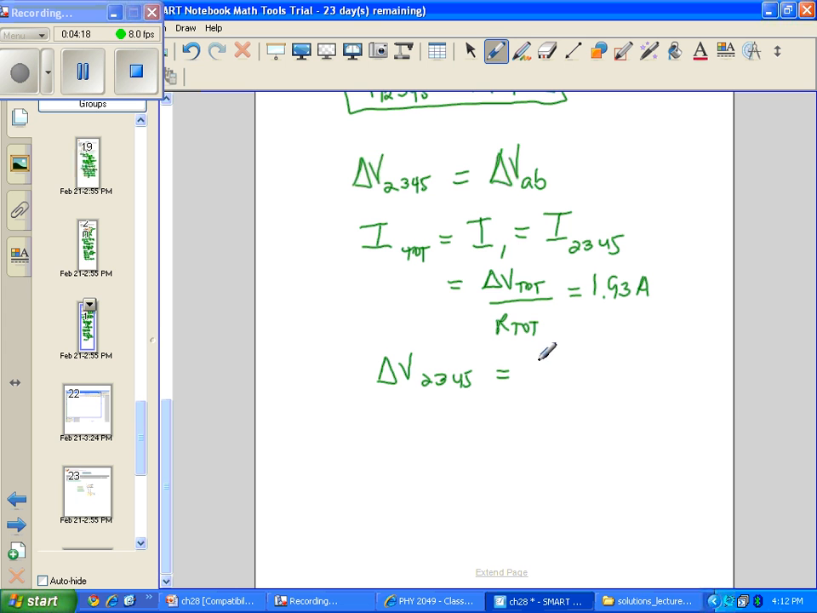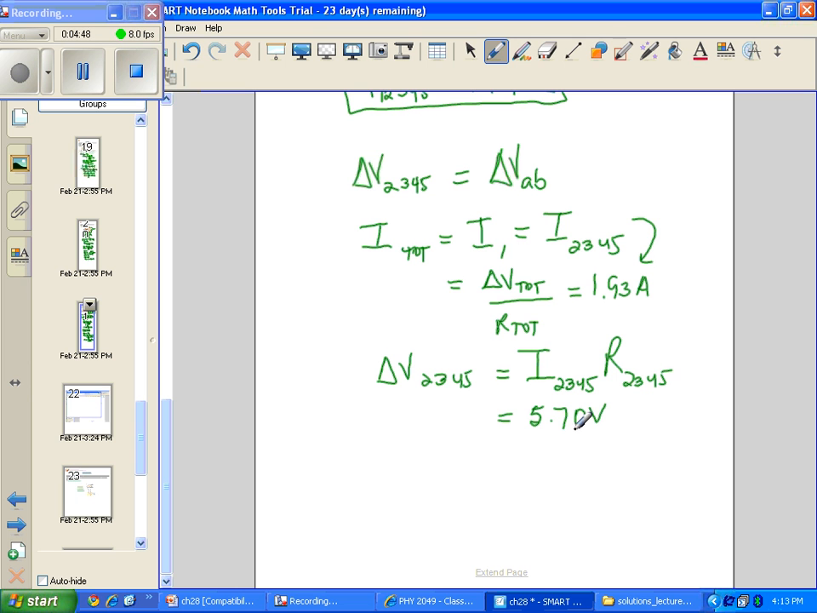That means that we can go back to delta V 2345 and use Ohm's law again, this time I2345 times R2345. Well, we know I2345 is 1.93 amps. We know R2345 is 2.94 ohms, and the product gives us a value of 5.7 volts.